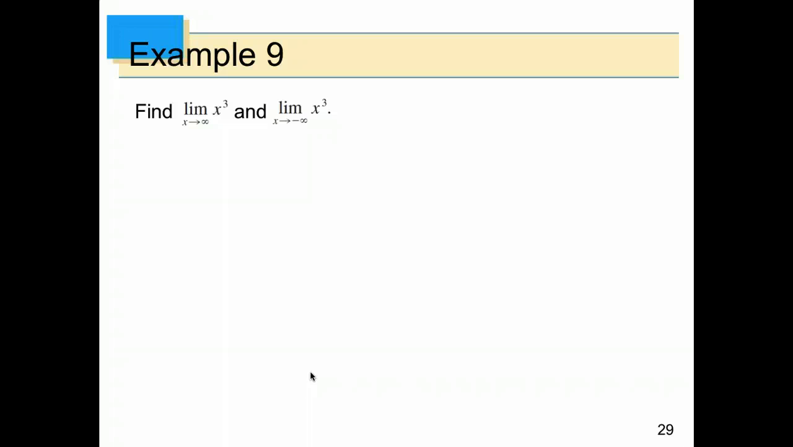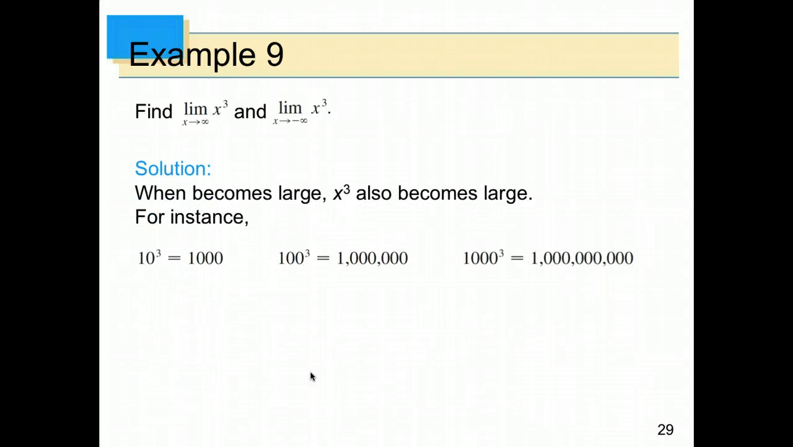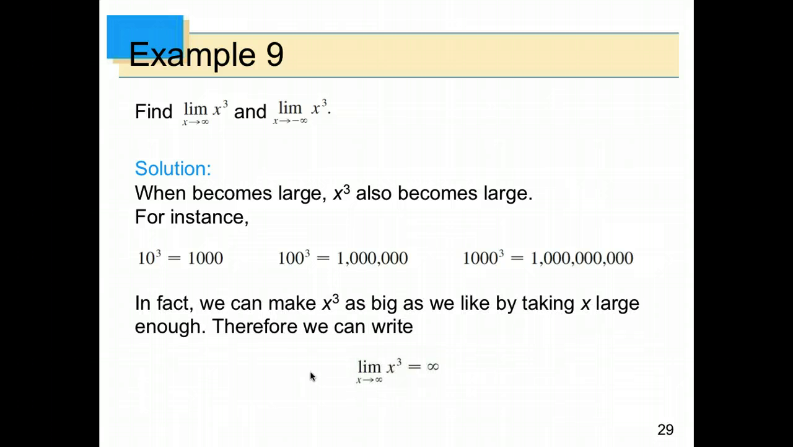So we're going to look at a familiar function, f of x equals x cubed, as x goes to infinity and negative infinity. Now, it's easy to see when x becomes large, x cubed also gets large and becomes unbounded. In fact, we can make x cubed as big as we like by taking x as large as we want. So that means the limit as x goes to infinity of x cubed is infinity. Now remember, that does not mean the limit exists. We're talking about the behavior. We're just saying as x gets really, really big, x cubed, or f of x, also gets really, really big.